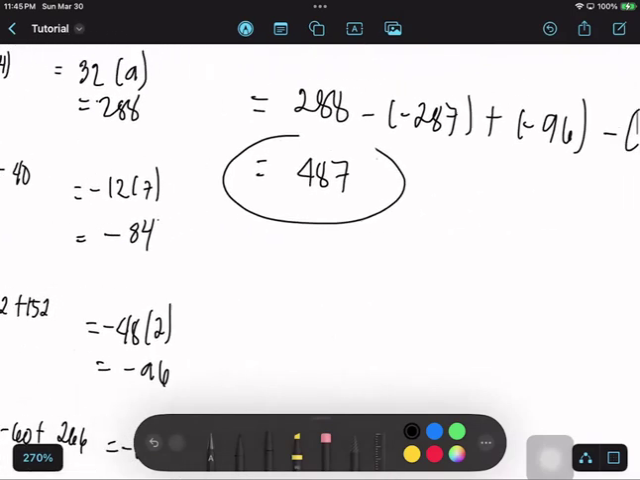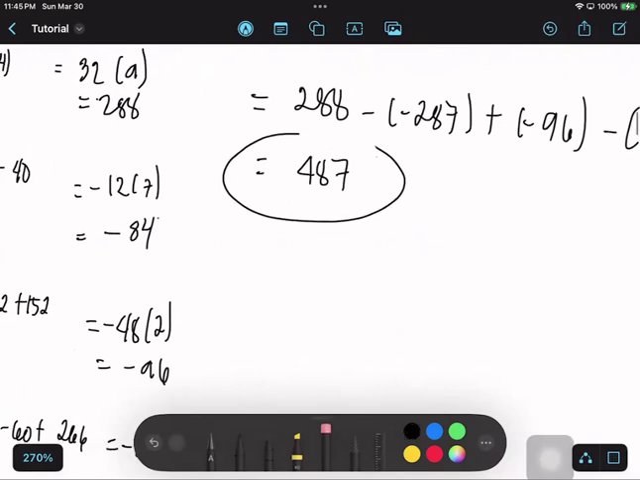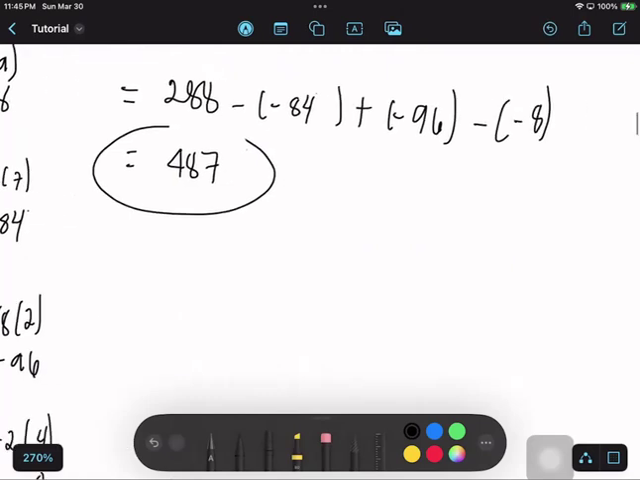So what will happen? In your second term, it's not negative 287. It is absolutely negative 84. So once again, we'll calculate 288 minus 84, then plus negative 96, then minus negative 8. So it will become 254. So that will be the answer for our determinant for this one. So that is absolutely the correct answer, as I've identified in my program.